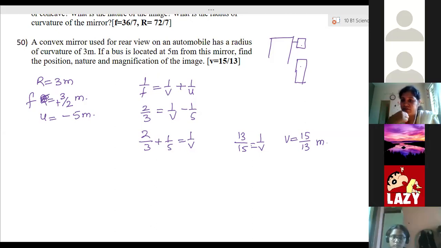Clear? Yes, ma'am. So without touching them, you have to find out the size of the image formed when you are very close to the mirror, then only.